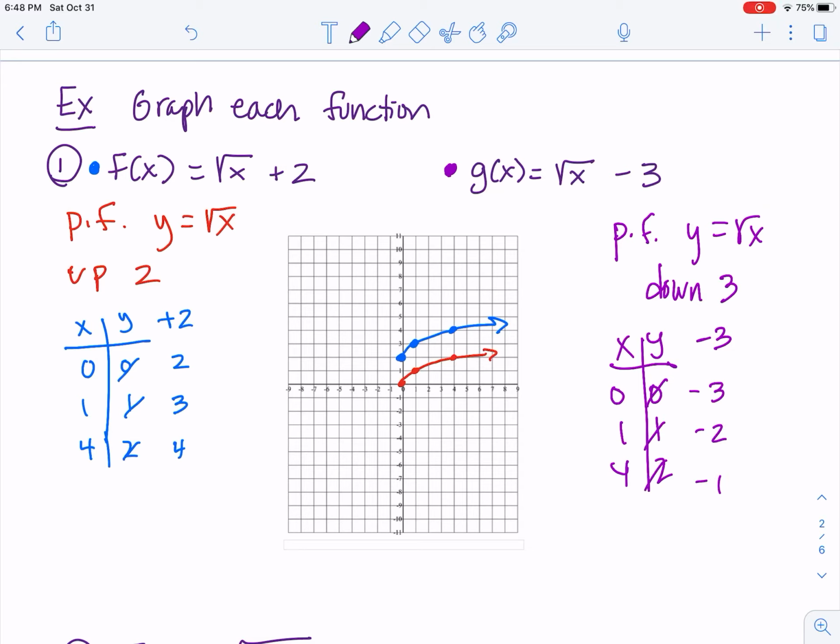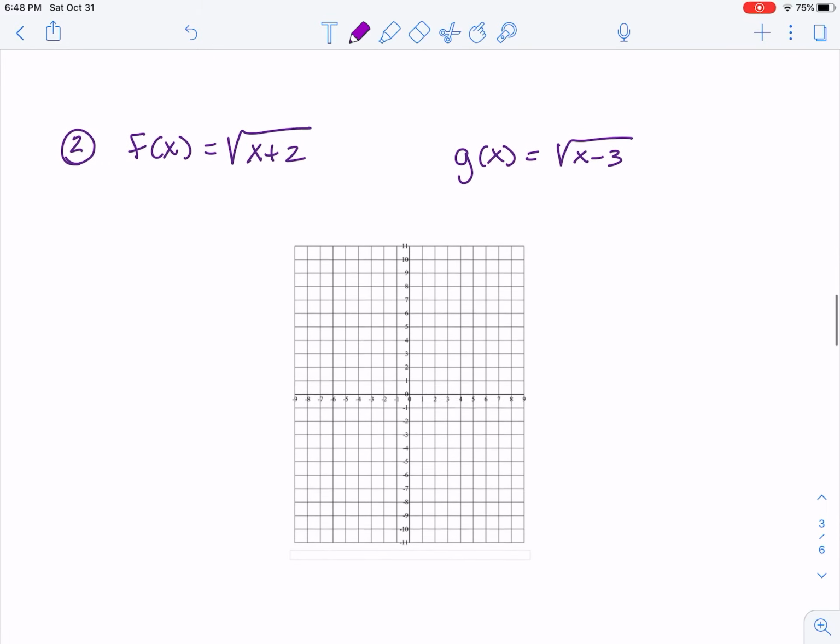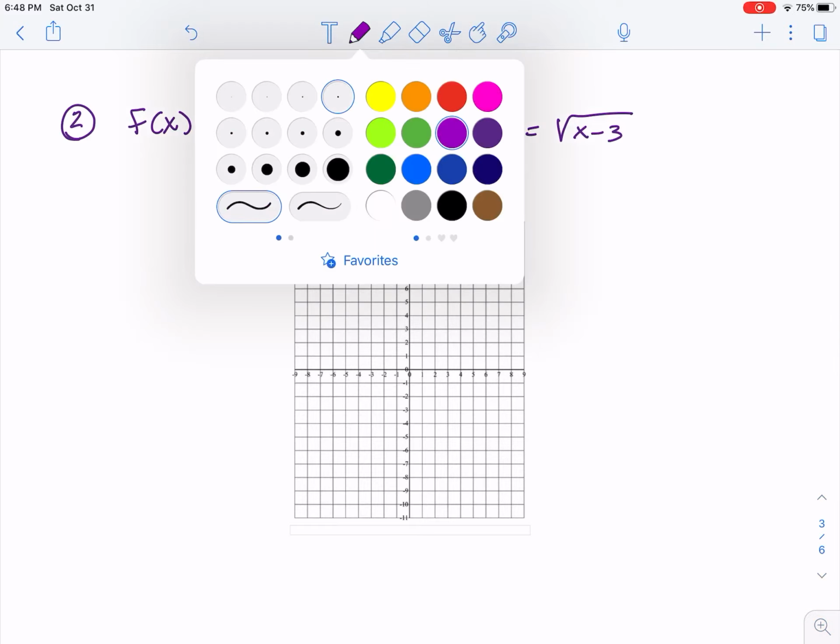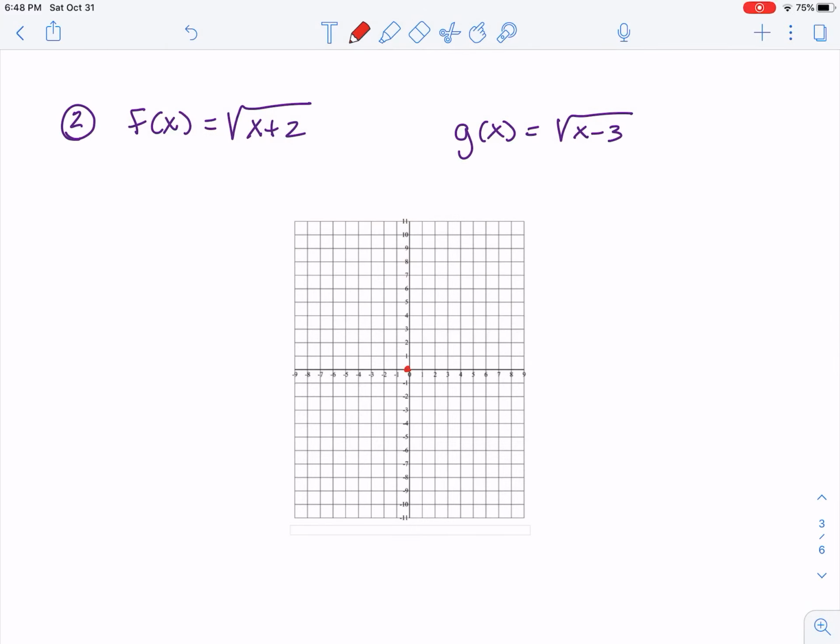So that means I'm going to move 0, 0 down 3, I get 0, negative 3. Move 1, 1 down 3, I get 1, negative 2. Move 4, 2 down 3, I get 4, negative 1. So those are our shifts up and down. Okay. Let's take a look at this guy. Again, let me go ahead and draw that parent function. 0, 0, 1, 1, 4, 2.